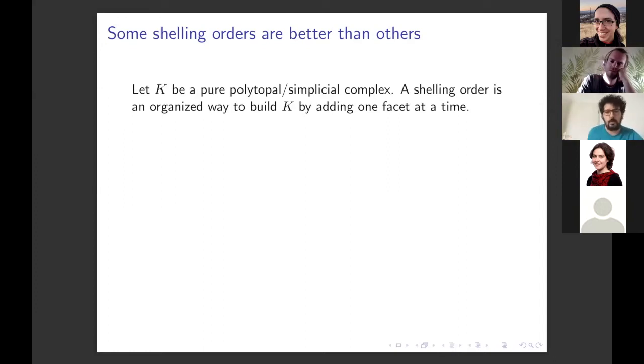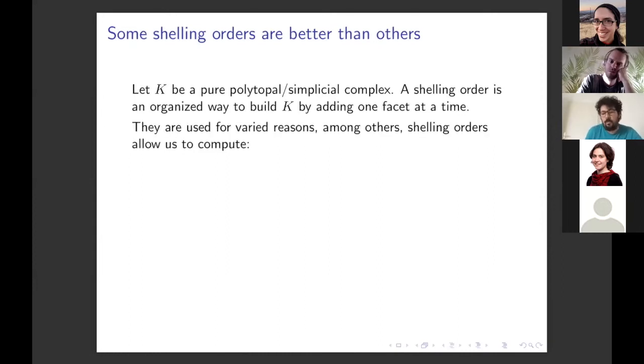The way I like to think of a Shelling order is that I'm going to construct K by adding one facet at a time. I can imagine my complex being built sort of like a Lego. And what I want is that in each step, every time I add something new, I have control of what I'm putting in.